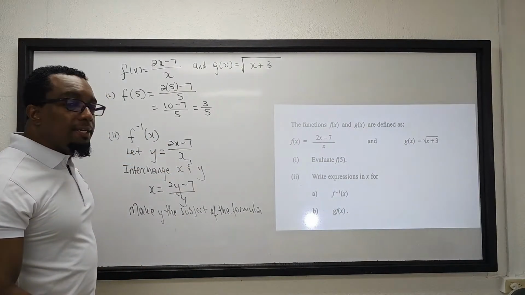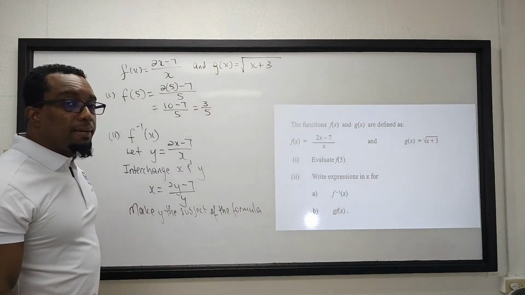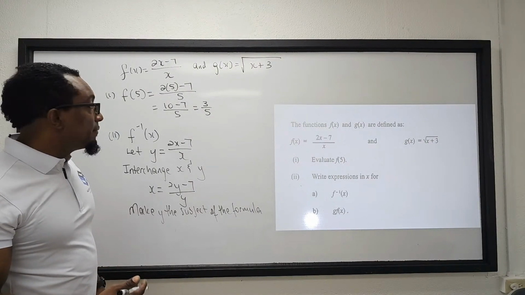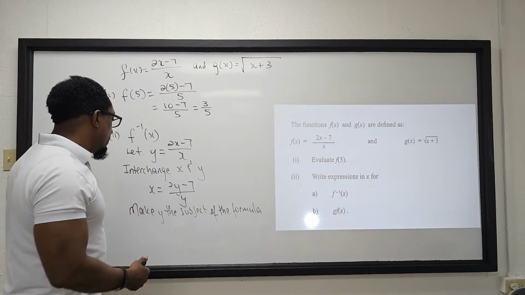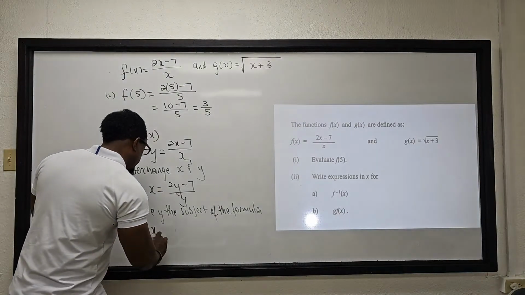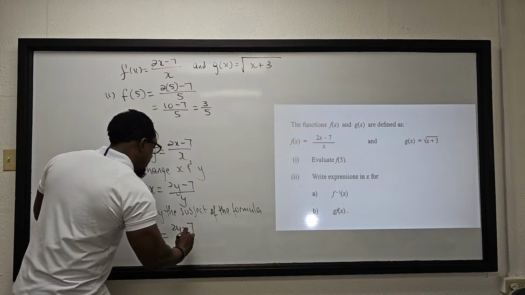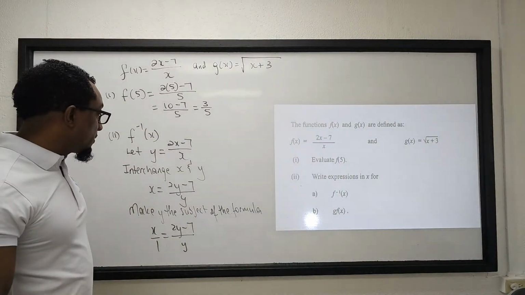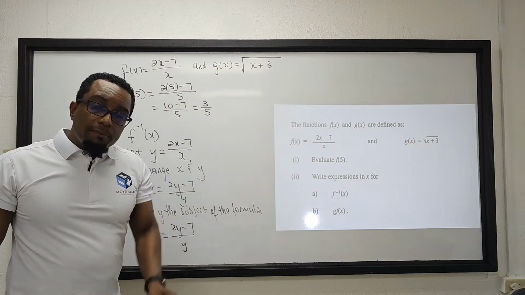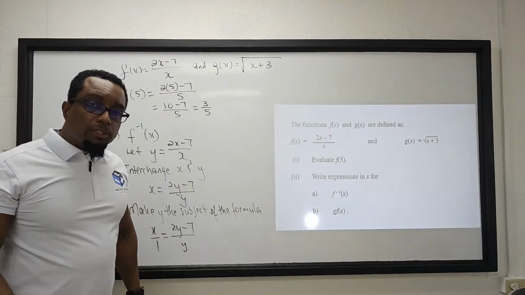Now let's make y the subject of the formula, which means we have to get y by itself. A very important question, how are we going to make y by itself? Of course, we have here x over 1 equals 2y minus 7 over y. Let's pass with the question. And then you have one fraction on the left, one fraction on the right.